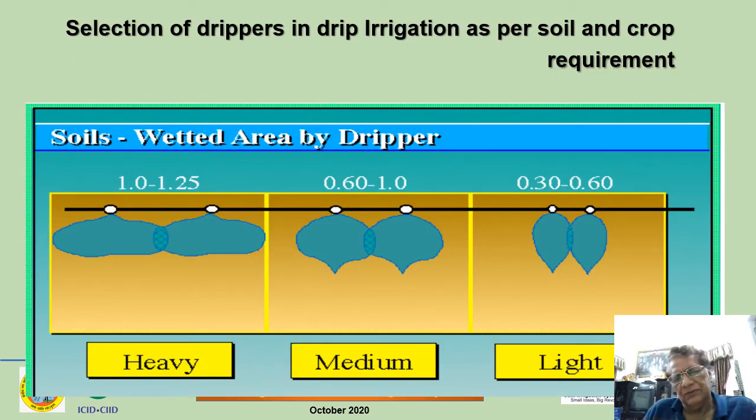We have seen this relationship earlier as well. Here I am trying to show the different types of soils. Heavy, medium and light soil: the wetted behavior is different. In lighter soil it is more towards vertical, and you can see the spread is limited to 30 to 60 centimeters. But if you go to medium, the spread could be up to 1 meter, and if it is heavy soil, the wetted spread could be up to 1.25 meters. Now, if that is so, the consequence is that in the design of a drip irrigation system, the spacing of the drippers can be adjusted accordingly.